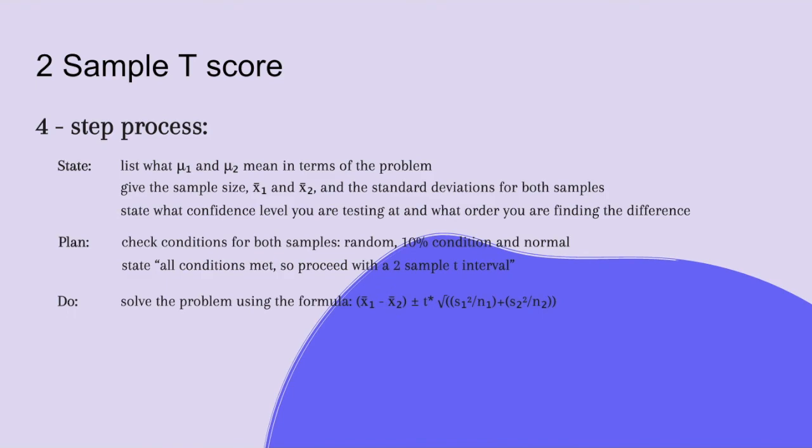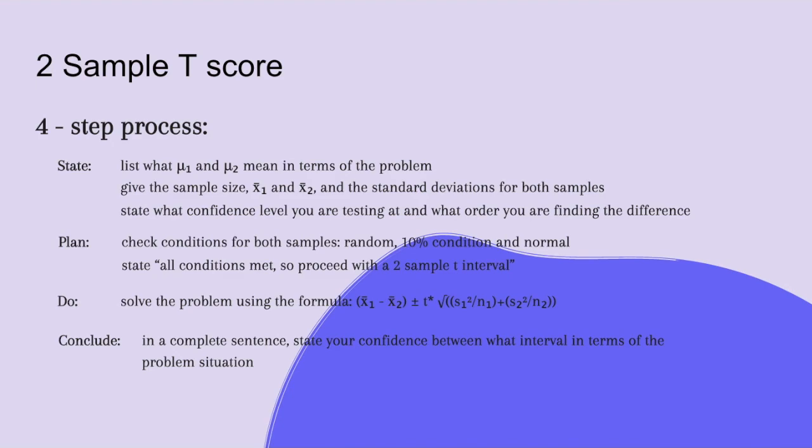For the do step, you're going to use the equation. And then for the conclude step, in complete sentences, you're going to state what confidence level you tested at and between what interval, in terms of the problem situation.